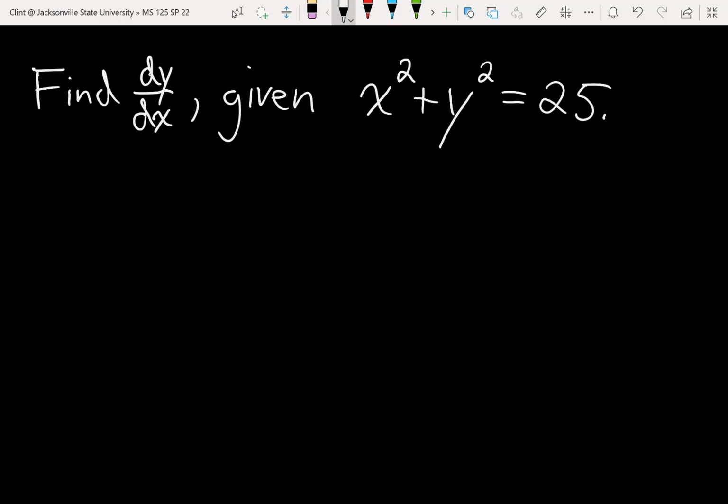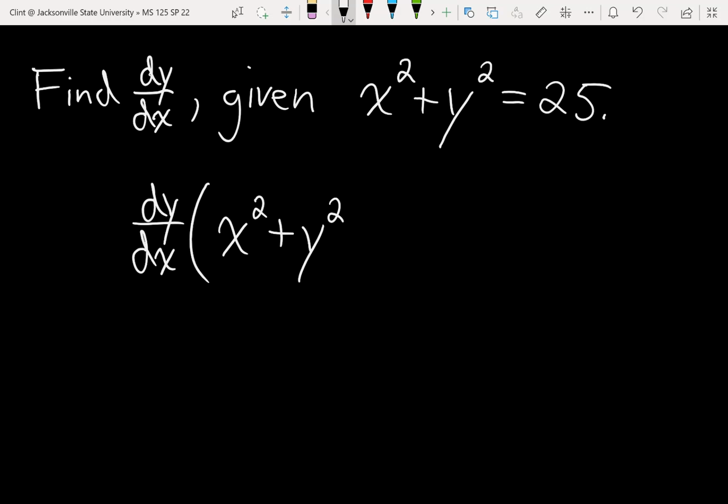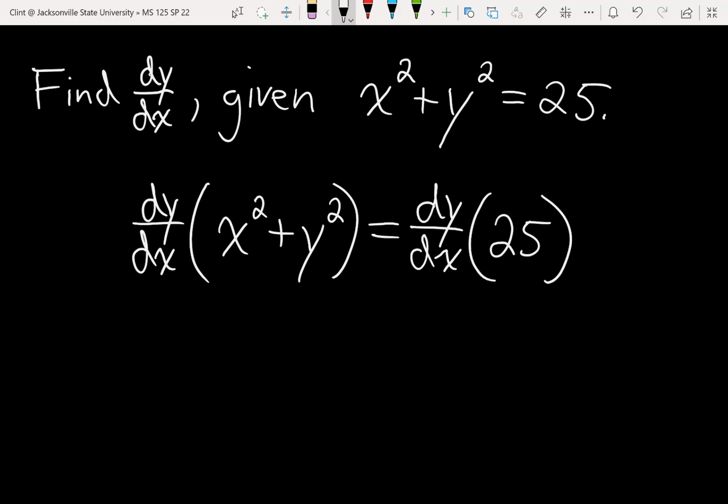So what we're going to do is just take the derivative of both sides. On the text, we'll write it down. You don't have to write this every time. This is our first one, so we're keeping track of what we're doing. We would find dy dx of both sides here.